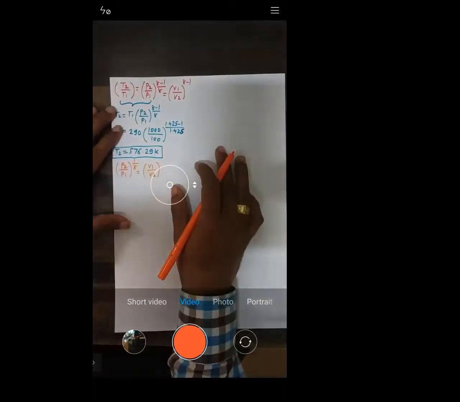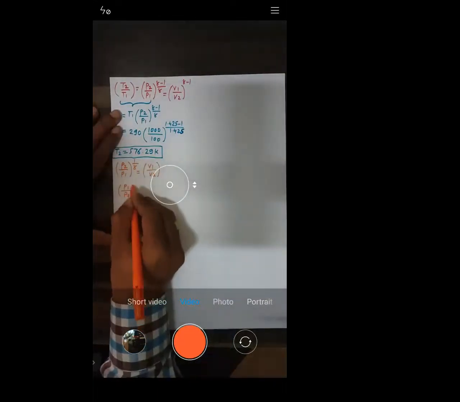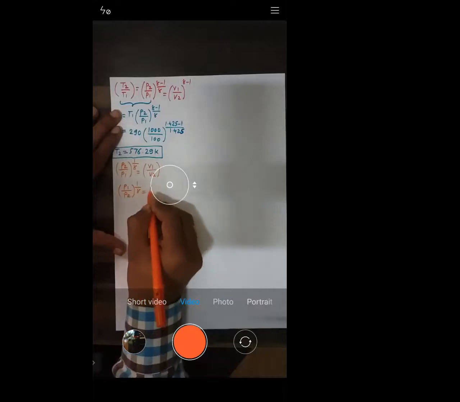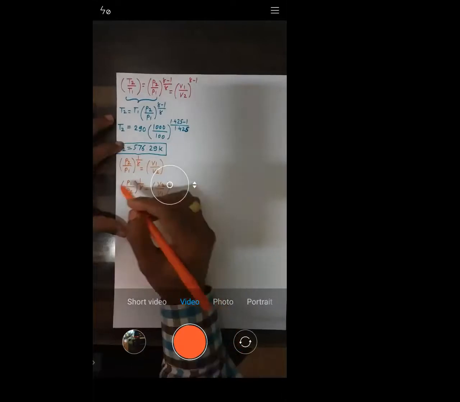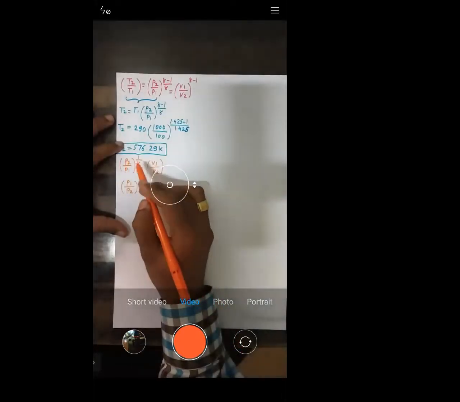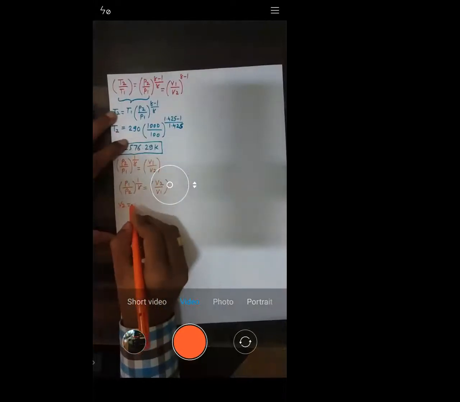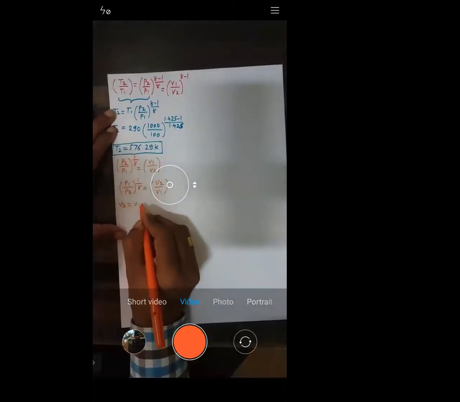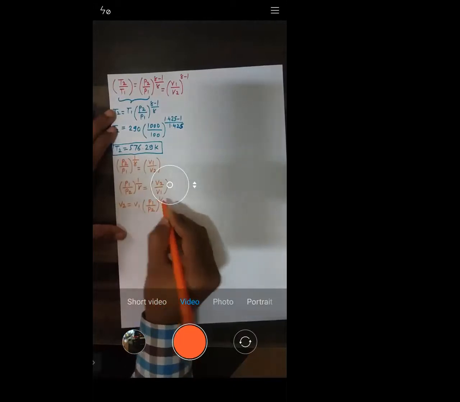Just reverse it. So this becomes P1 by P2 raised to power 1 by gamma is equal to V2 by V1. So V2 is given by V2 is equal to V1 into P1 by P2 raised to power 1 by gamma.